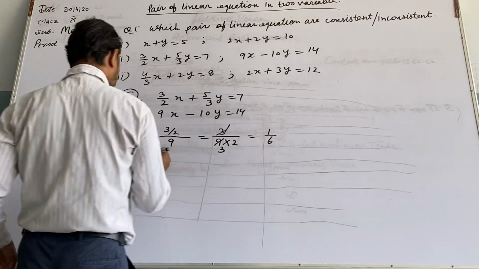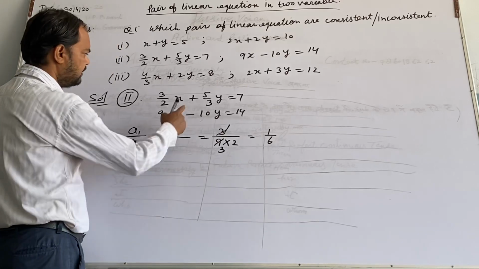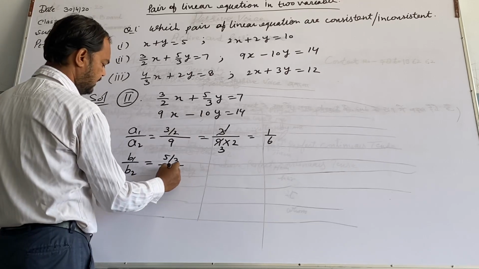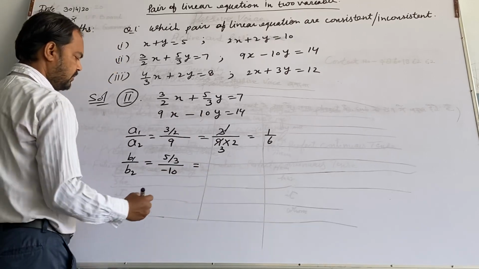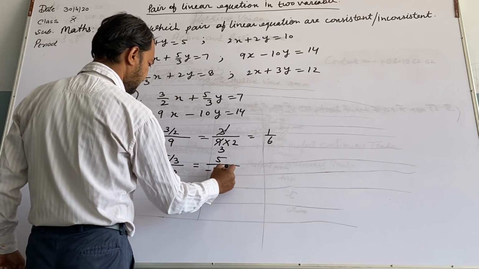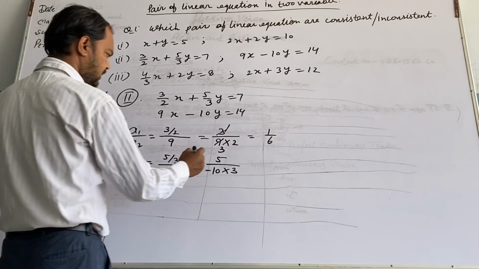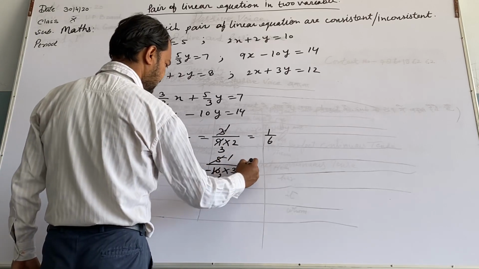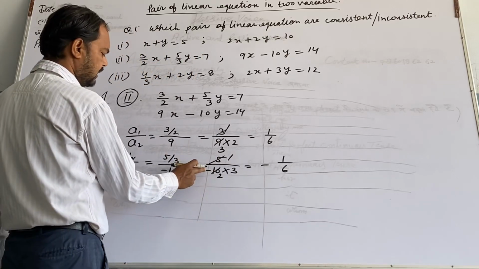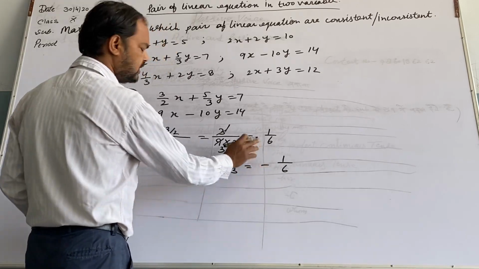Again b1 upon b2. b1 is 5 by 3, b2 means minus 10. This will give you 5 upon minus 10 into 3. This gives 5 ones are 5, 5 twos are 10. This is minus 1 upon 2 threes are 6. This minus you can write either in the numerator or the denominator or between them. You can write this minus anywhere.